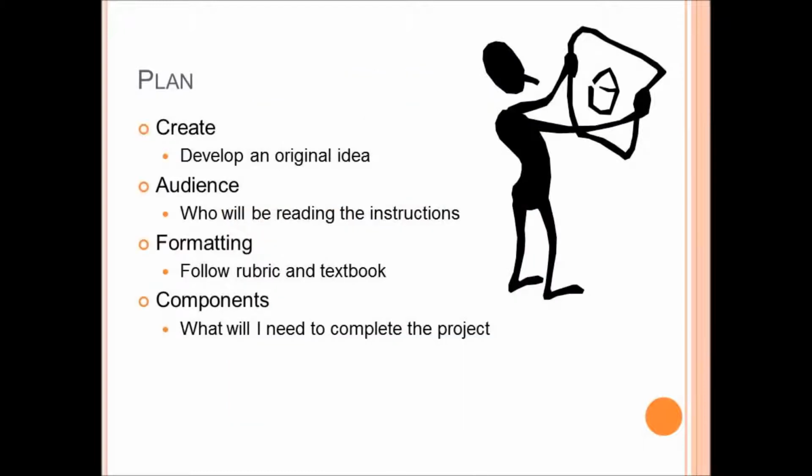In the planning phase, I needed to create a topic, and I developed an idea of creating a table and chairs using DVDs. I needed to consider my audience, which would include individuals who are at least 18 years old and can comprehend the English language. For formatting, I followed the examples in the textbook and also referred to the grading rubric for this assignment. For components, I knew I would at least need DVDs.